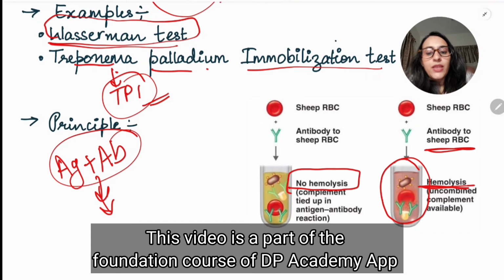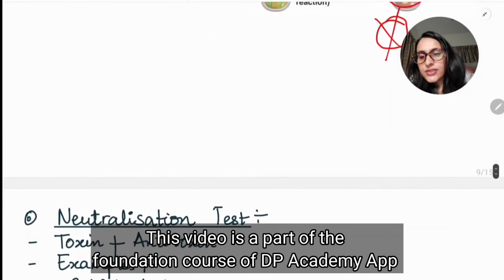If RBC are not lysed, RBC are intact, that means patient had antibodies. If RBCs are lysed, patient did not have antibodies. So this is how we do the test. This is the complement fixation test.